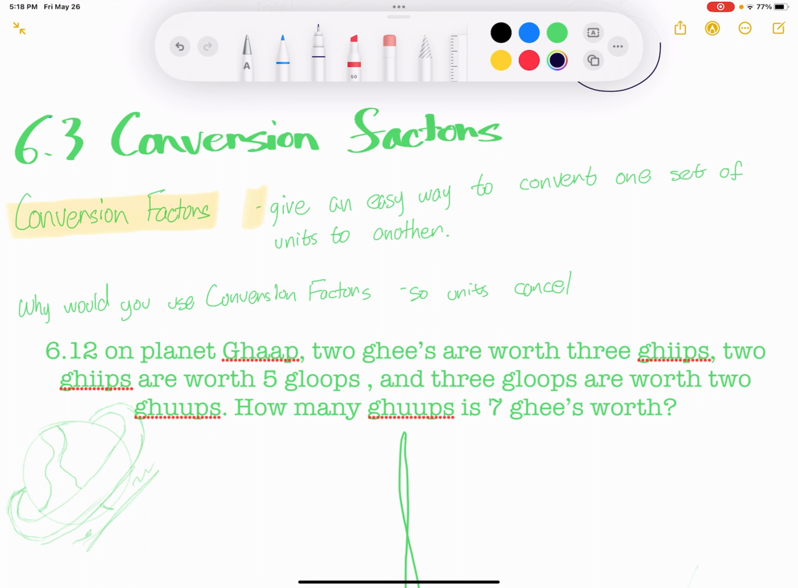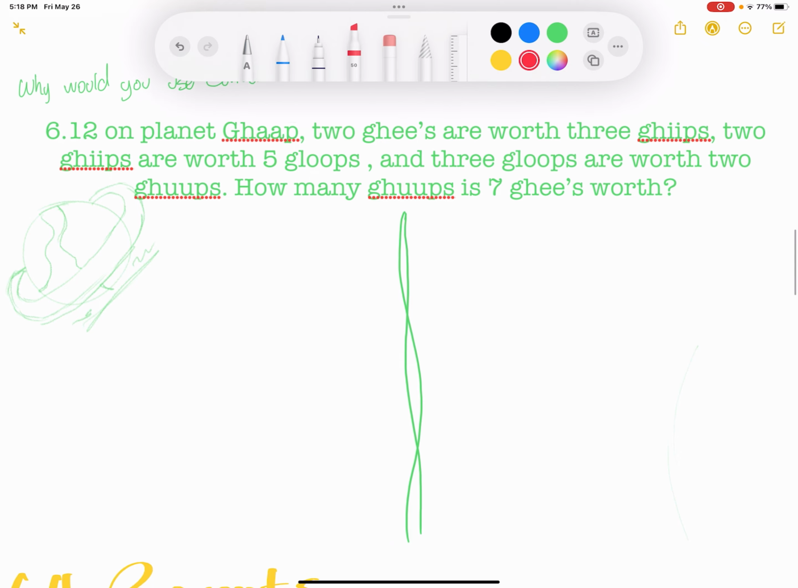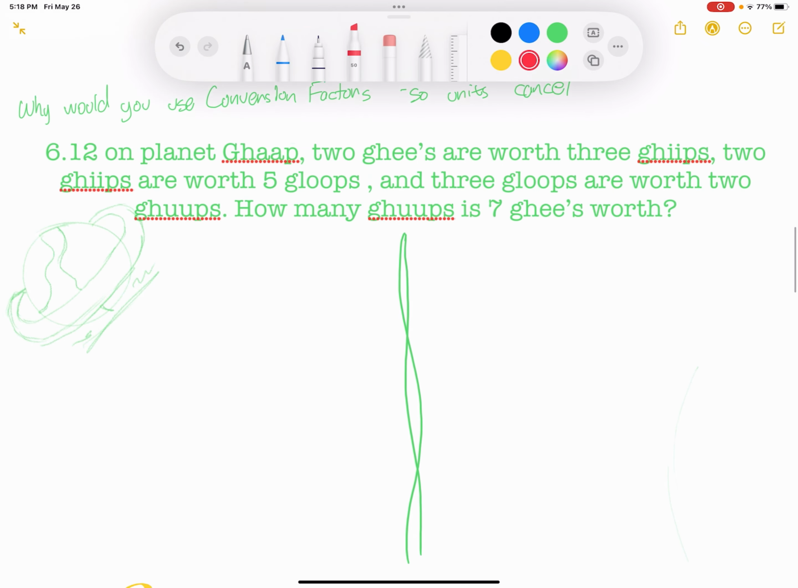So why would you use a conversion factor? Basically, the main idea is that units cancel. So it's a less messy equation for you to see and look at and do. Now we'll be moving on to our problem.